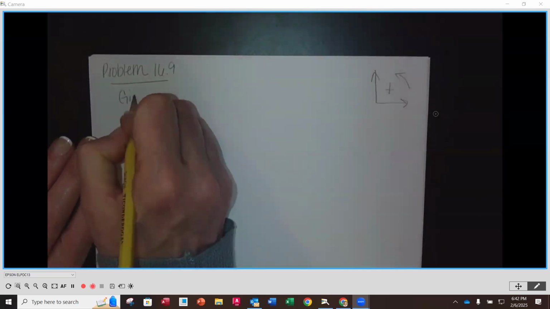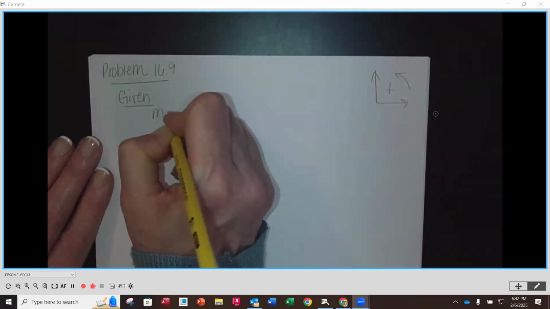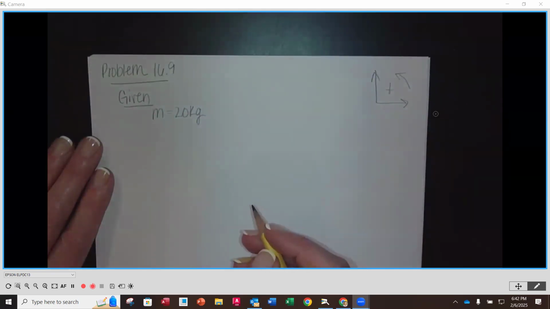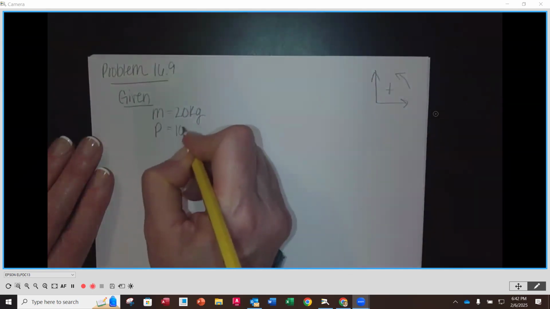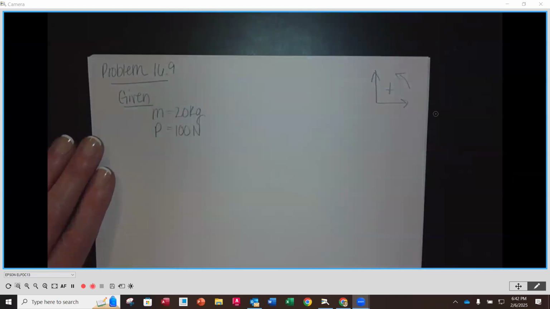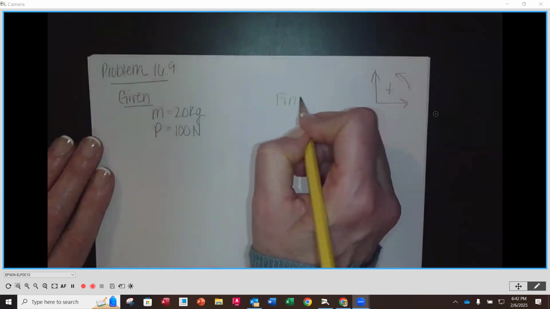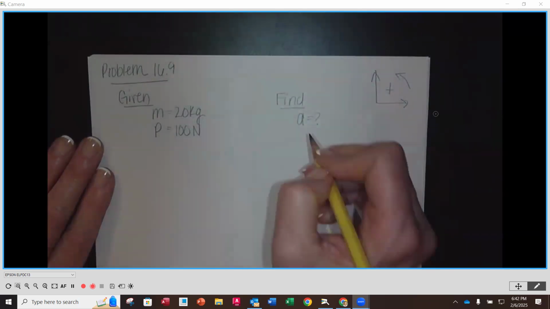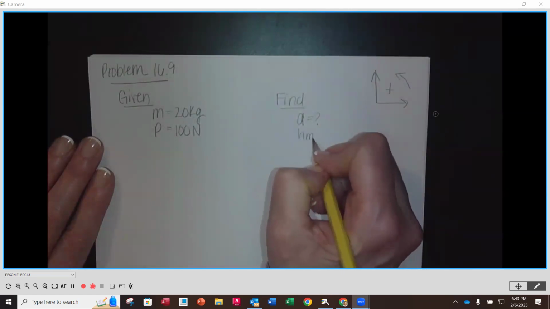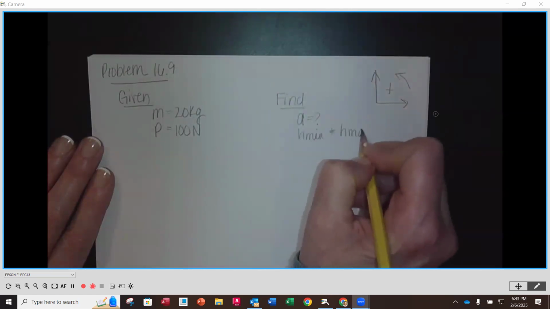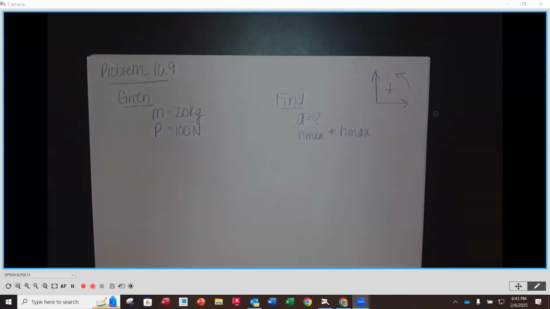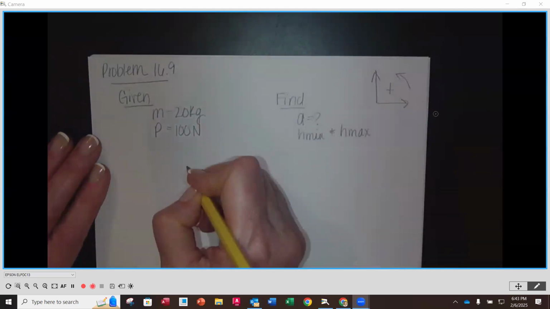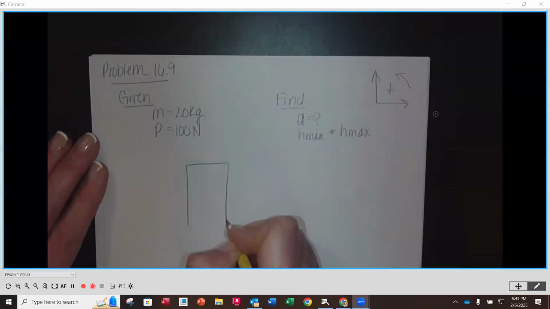So the givens are, the mass is 20 kilograms. We know that P, that force, is 100 newtons. And then we need to find the straight line acceleration of that cabinet. And we also want to find H min and H max, which is really the two ends of the range. Okay. So drawing our cabinet, left-hand side here, we're going to look at forces first.